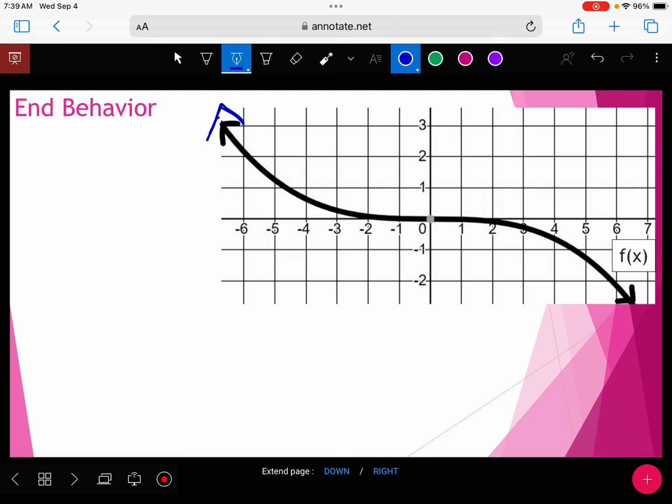So as x approaches negative infinity, it's still my left arrow. This one's called f of x, so I'm going to put f of x approaches positive infinity. My left arrow is pointing up. Even though it looks kind of sideways, it's still going wonkily up. Wonky up is still up. Yes, my dear?